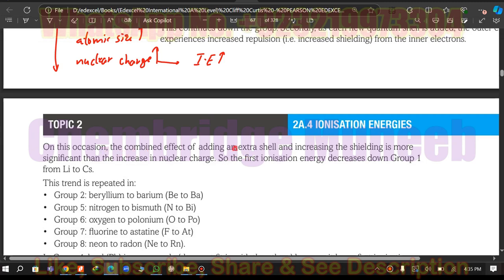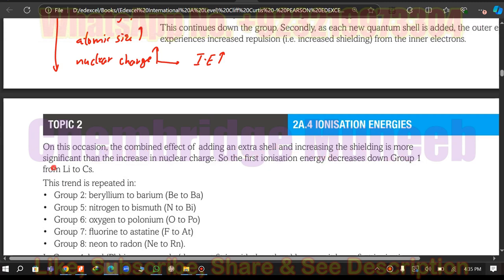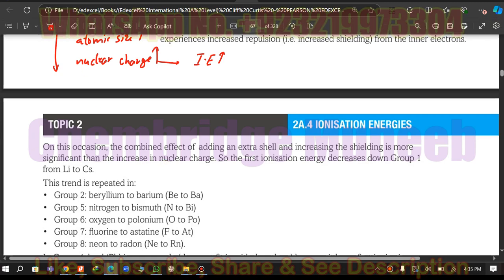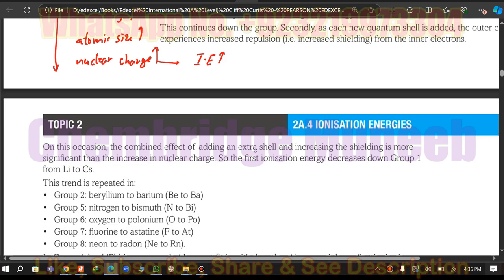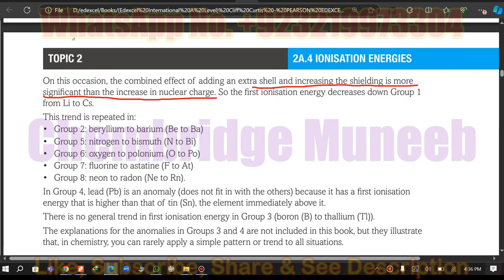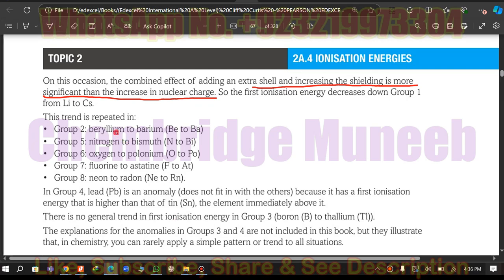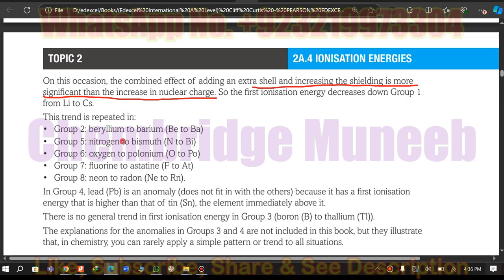On this occasion, the combined effect of adding an extra shell and increasing the shielding is more significant than the increase in the nuclear charge. So that's the thing you will need to put in your answer. Extra shielding is more significant than the increase in the nuclear charge. So basically, this is shown in group 2 from beryllium to barium, and group 5 from nitrogen to bismuth. Basically they are considering periods number 2, 3, 4 and all the elements of groups 5 to 7. They have included periods number 5, 6, 7 as well.